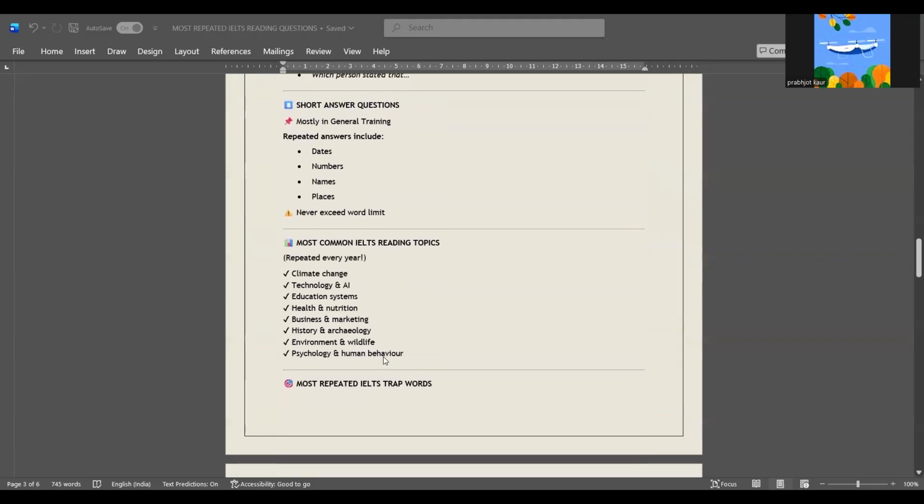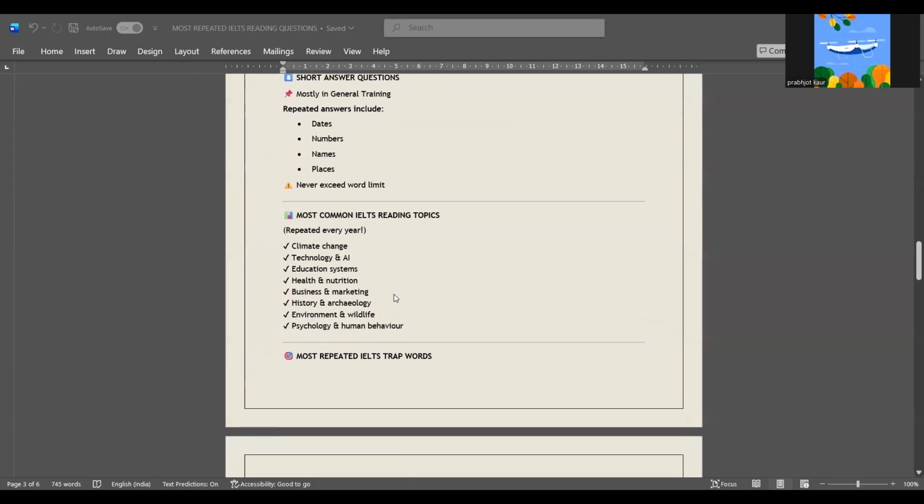And the most common IELTS reading topics are repeated every year. So you should focus on the vocabulary of these words. If you have good knowledge of vocabulary and the meaning of words, you can easily solve that type of reading topics, like climate change, technology and AI, education systems, health and nutrition, business and marketing, history, archaeology, environment and wildlife, psychology and human behavior. If you have knowledge of this vocabulary, it should be good for your writing score also.